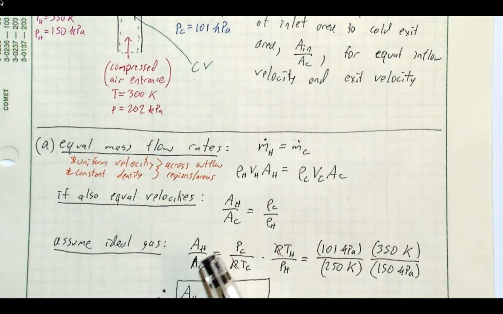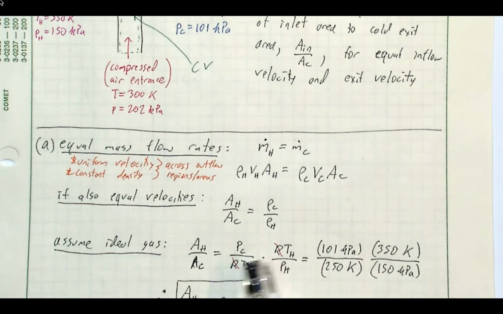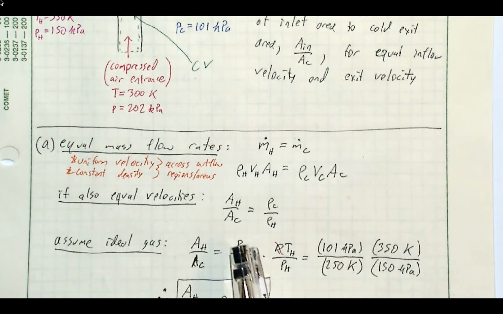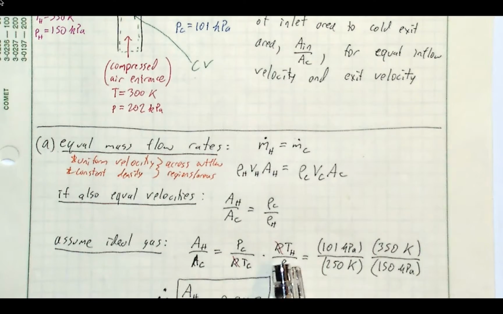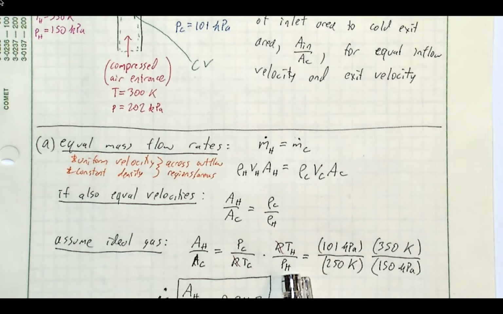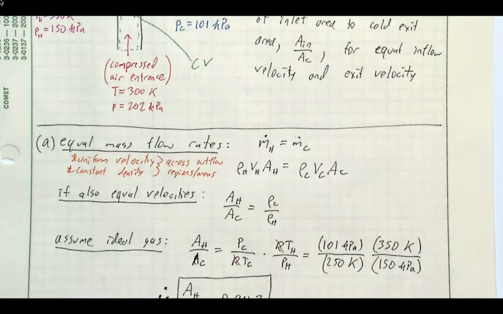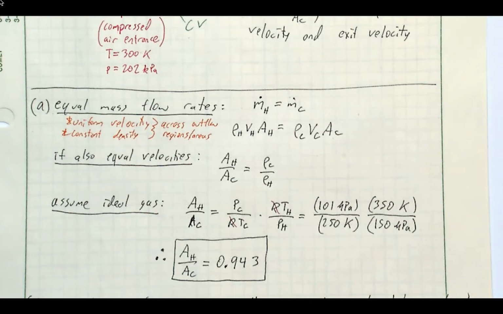So therefore, we're just replacing densities with pressure over RT. The R's are going to cancel on the top and the bottom. So we're just going to have pressure cold over pressure hot times temperature hot over temperature cold. Just plug those in from the problem statement, and we get that the area for the hot must be a little bit smaller than the area for the cold for these constraints to hold true.